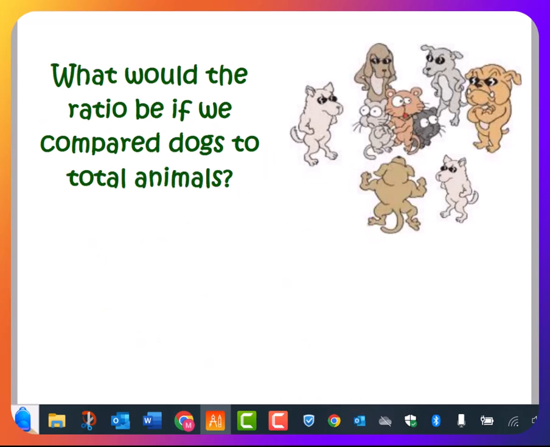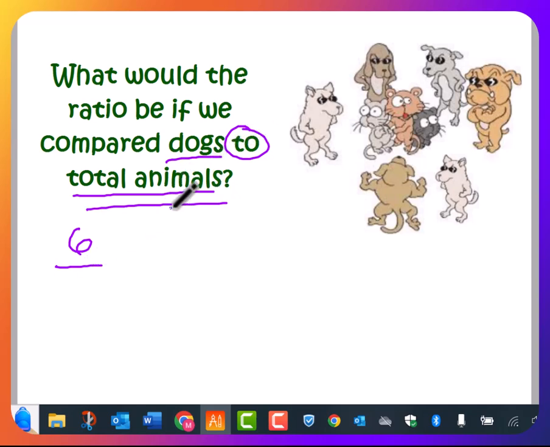So what would the ratio be if we compared dogs to total animals? So again, we're comparing dogs to, let's circle the word to, total animals. Okay, what comes first? The dogs come first. How many dogs are there? 6. And I'm going to write mine in fraction form just because I know I might need to simplify, and it's easier to see that you can simplify by putting it in fraction form. So the fraction bar represents the word to.